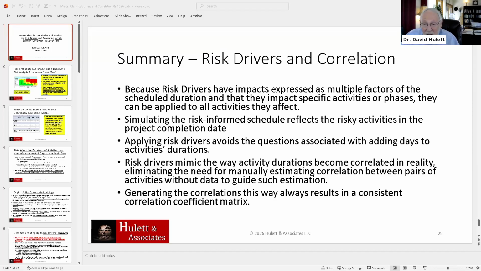So the correlation coefficient will be determined by that sort of capability. So you'll have some activities that are impacted by 2 risks, and some impacted by 1 risk, but not the other risk. And so the correlation coefficients get calculated during simulation.